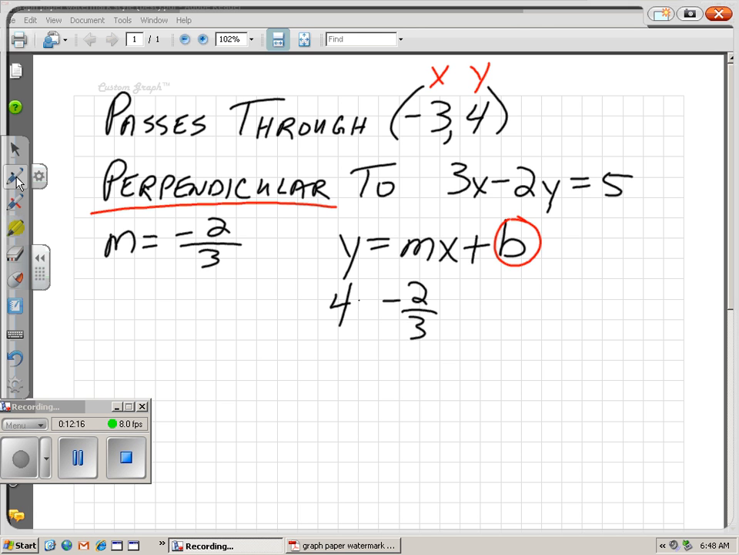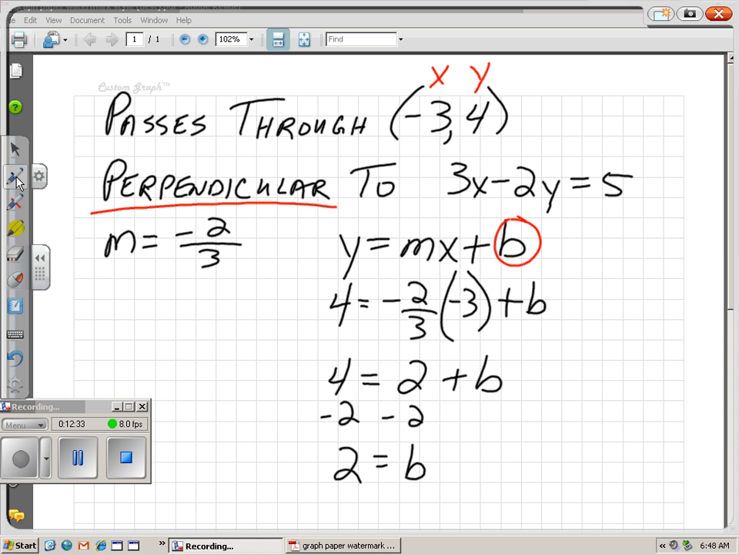So take out the y, put in a 4, take out the x, use parentheses, and there's your plus b, and let's do the algebra. So 4 equals, that's going to be a positive 2 plus b. Minus 2 from both sides, and our b equals 2. So now I know my slope and my y-intercept.